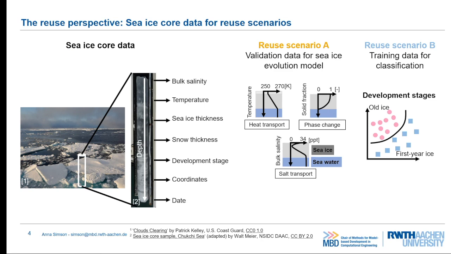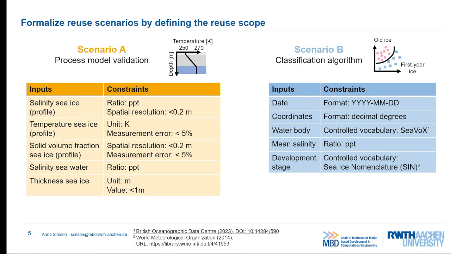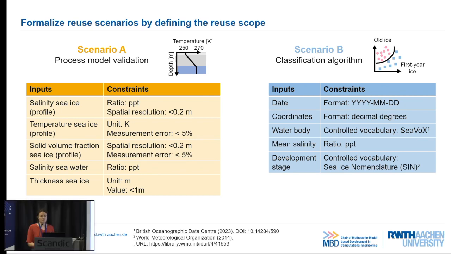For reuse scenario B, I thought about training a classification algorithm for the development stages of sea ice that could be, for example, old ice or first-year ice. And then it would be interesting to see how the model data would be classified in this classification. Now I introduced to you these reuse scenarios, but my reuse scenarios are very specific.